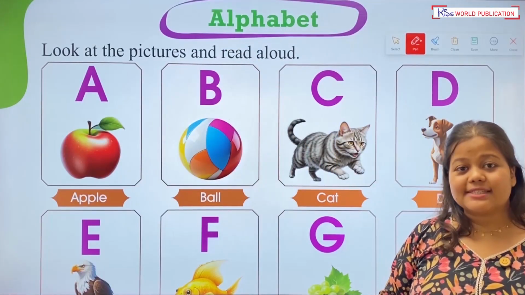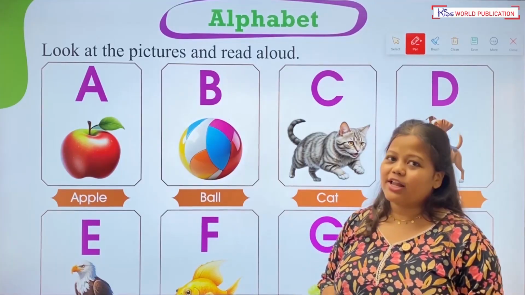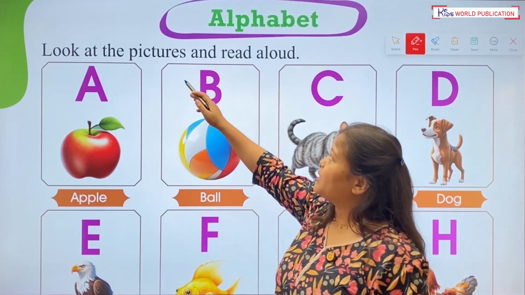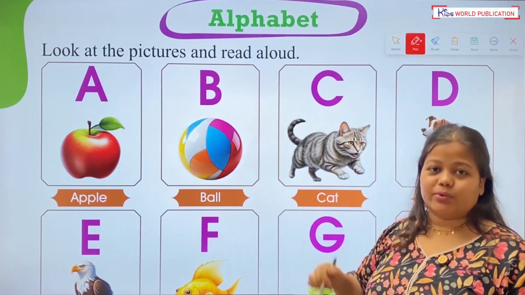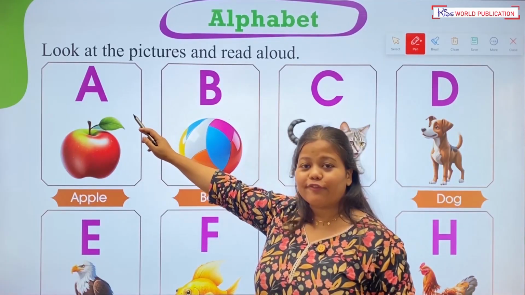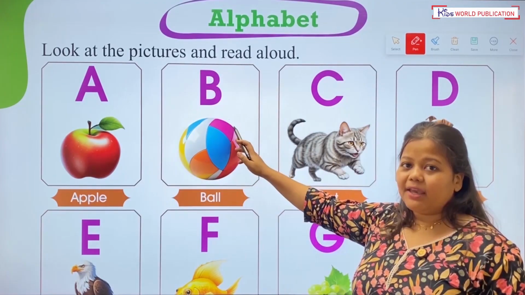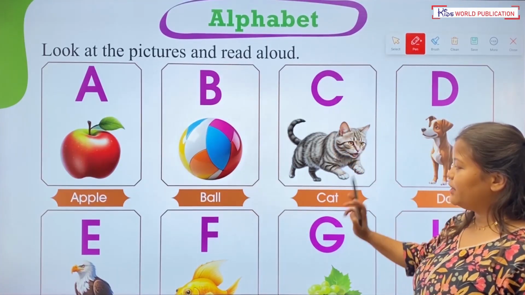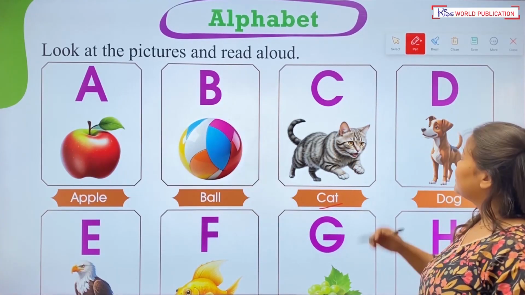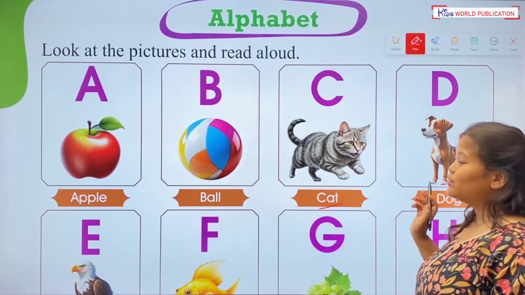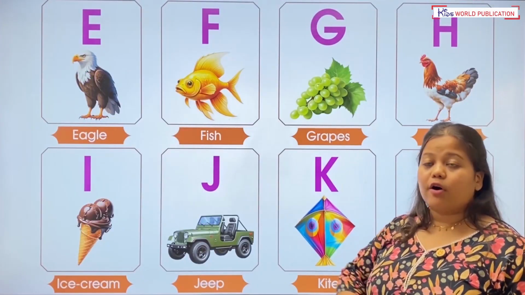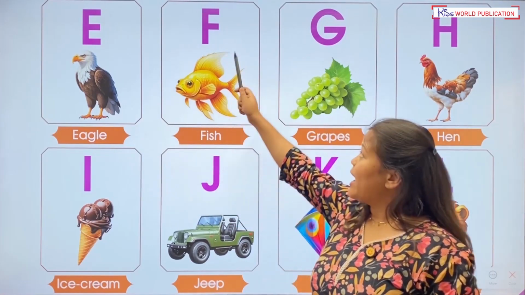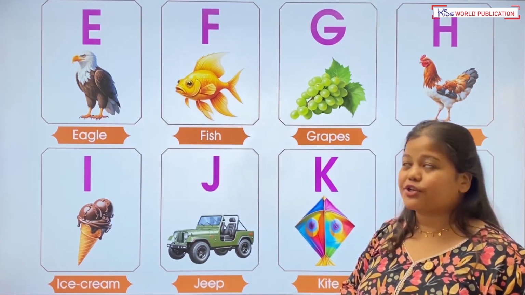Alphabets. So kids, let's learn English alphabets. Look at the pictures and read aloud. A. A for apple. B. B for ball. C. C for cat. D. D for dog. E. E for eagle. F. F for fish.